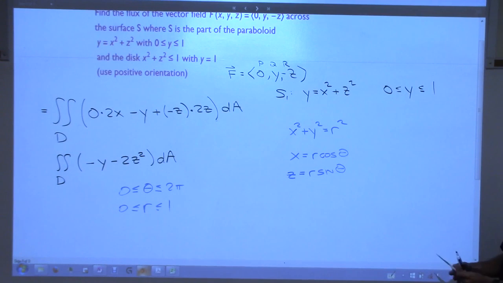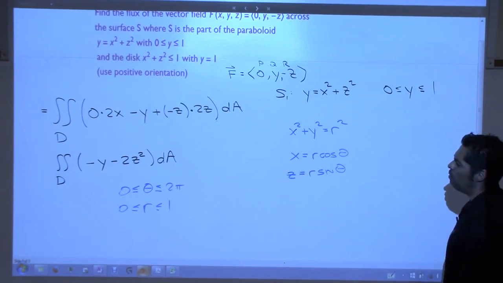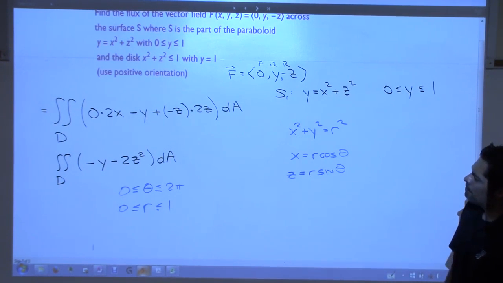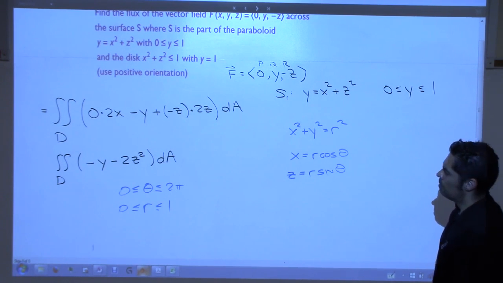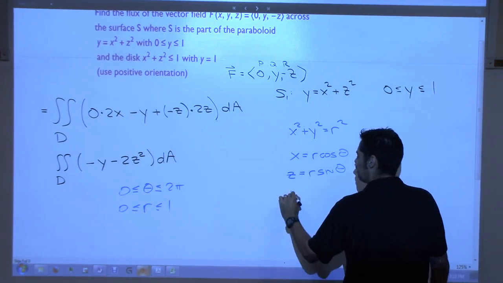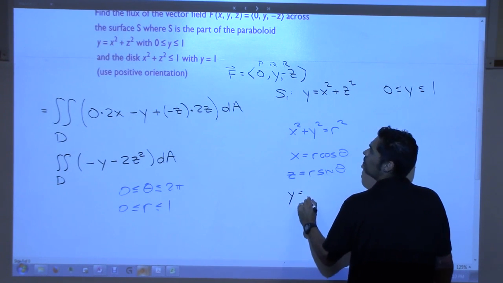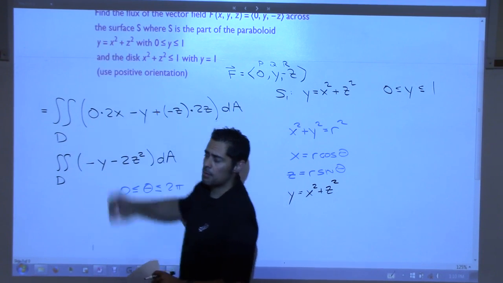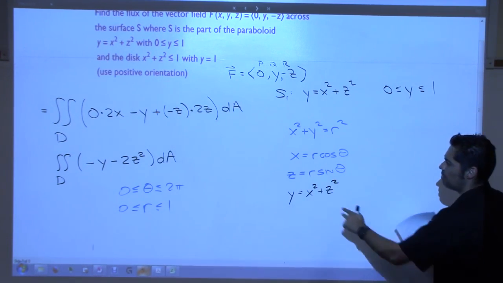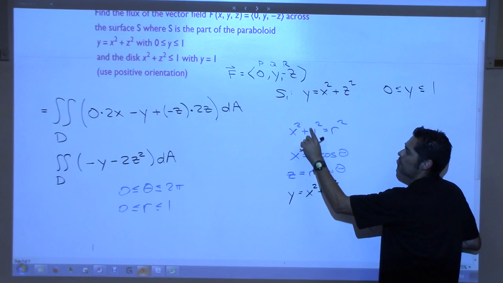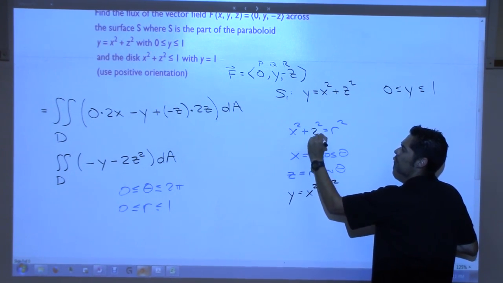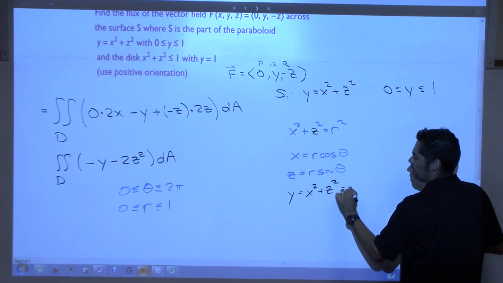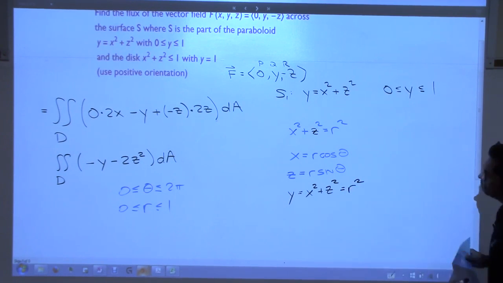That I'll use. And by the way, what is y? Remember that because of the way it's written, y is equal to x squared plus z squared. If you live on the surface, that's what y is. And we know x squared plus z, sorry, thank you, this should have been z squared, this should be r squared, right? Understand?